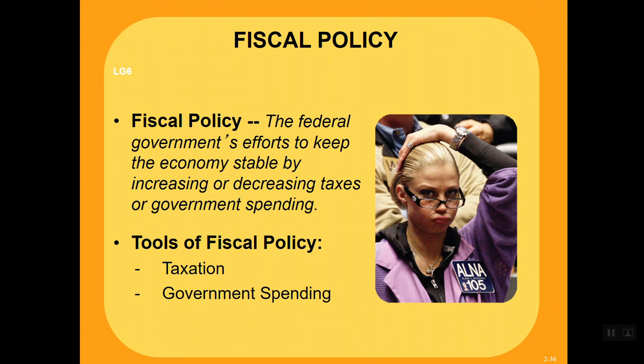The government can help to improve the economy through fiscal policy or monetary policy. Fiscal policy means the federal government is using efforts to keep the economy stable by increasing or decreasing taxes or government spending. In other words, by the government increasing its spending, they are pumping more money into the economy because the government is buying products and services.